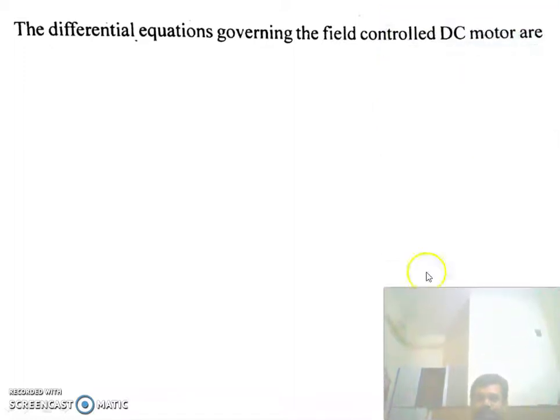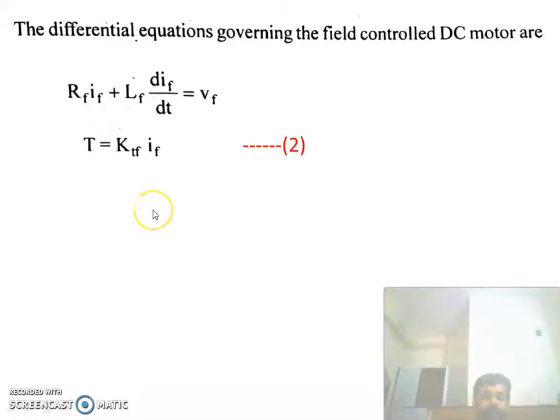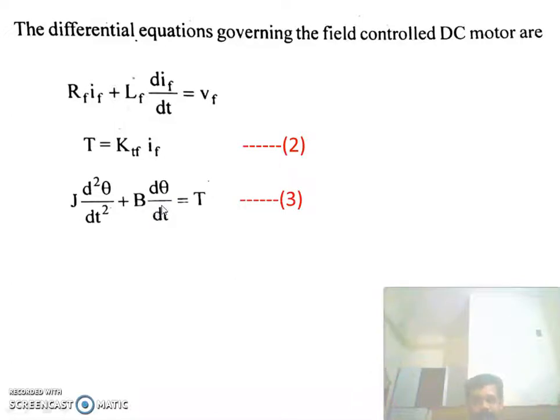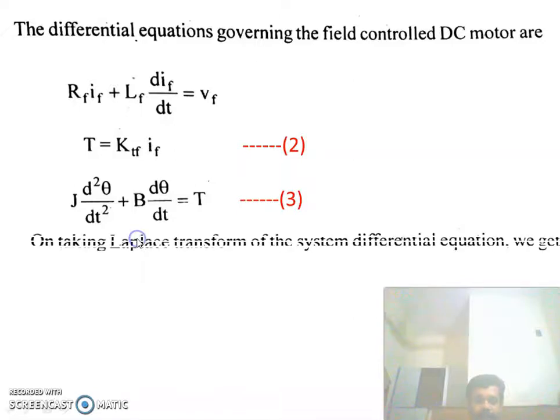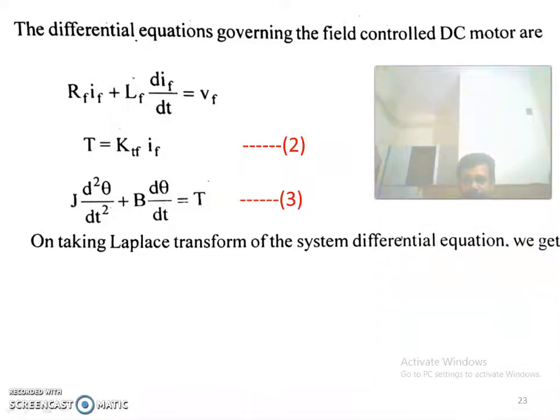So, the differential equations governing the field controlled DC motor are RF IF plus LF into dIF by dt is equal to VF, T is equal to KTF into IF, then J into d square theta by dt square plus B into d theta by dt is equal to T. These three are the differential equations governing the field controlled DC motor. Now we are going to take the Laplace transform of these equations.